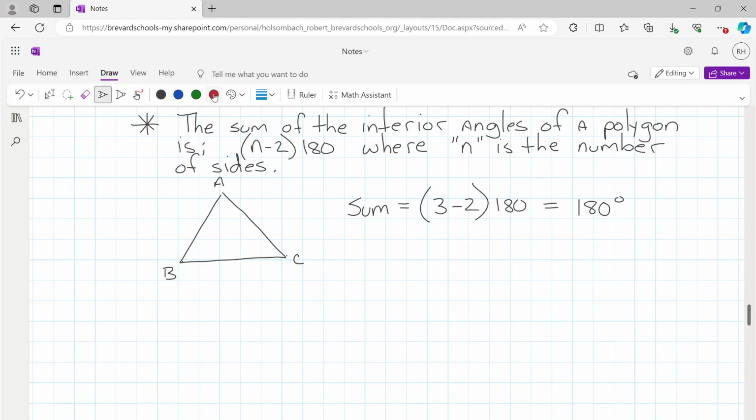This 2 in the formula remains constant all the time. It never changes. The times 180 remains constant, okay? It never changes. The only thing that changes is the 3, or the n, which is the number of sides. And all of that just depends on the shape that you're trying to find the sum of the angles for. Okay?